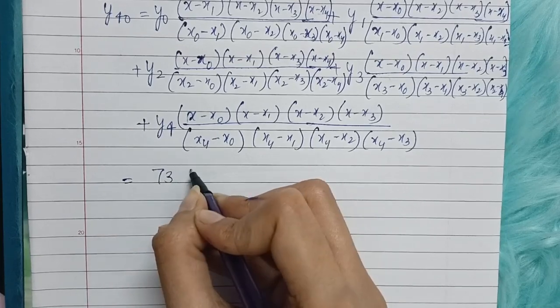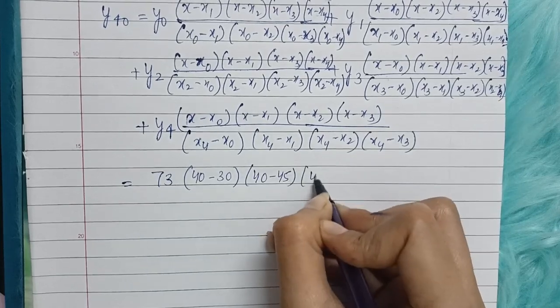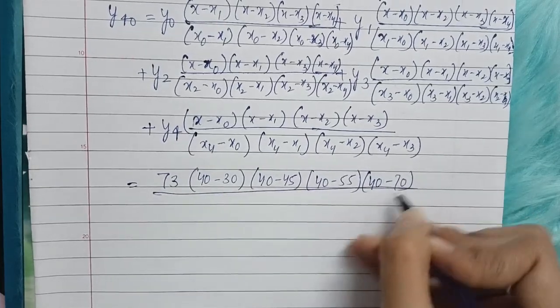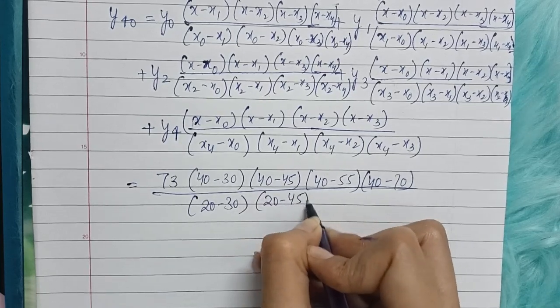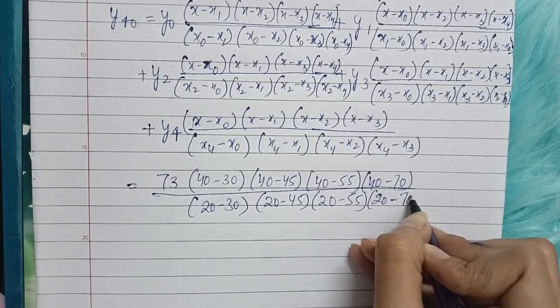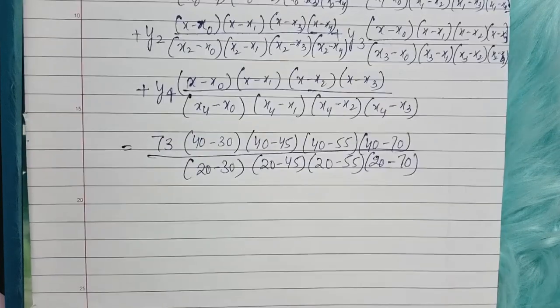So I'm putting my value 73. I hope you understood this part. We just have to take the x value, right? y0, y1, y2, y3, and we have to take the x value. I hope this point is clear to you. Similarly, I have to do the other one.